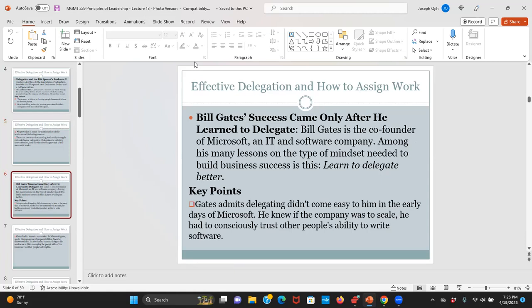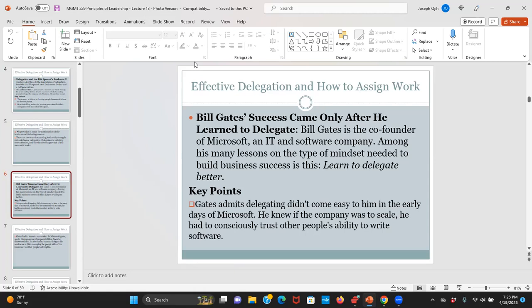Now, at this point, I'm ready to look at Bill Gates' success after he learned to delegate. Somebody like Bill Gates can be a micromanager. But eventually, he learned that it is much better to be a delegator, somebody who can delegate duties. So if you doubt the importance of delegation, consider that the lifespan of most businesses is 1.5 generations.